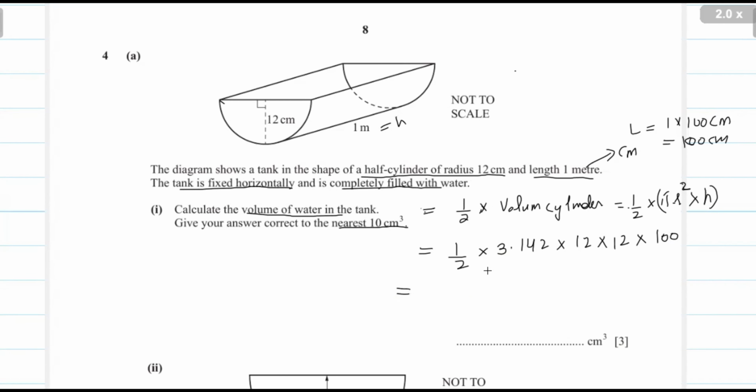We calculate it, and we get the answer 22,622.4 cubic centimeters. Look here, the question says to give your answer correct to the nearest 10 cubic centimeters. Therefore, we take the value correct to the nearest 10 cubic centimeters. We write this value as 22,620. This is the value correct to 10 cubic centimeters, and this is the answer.